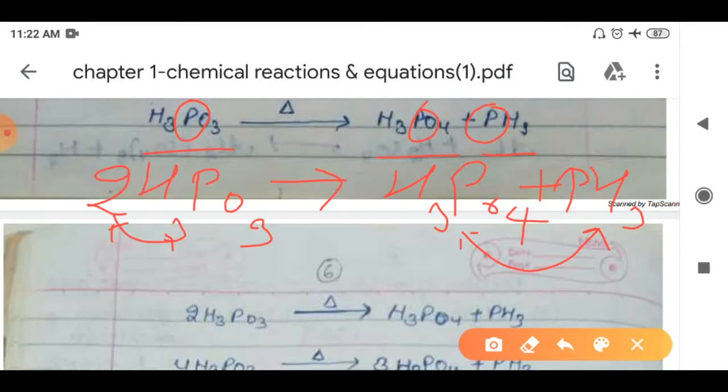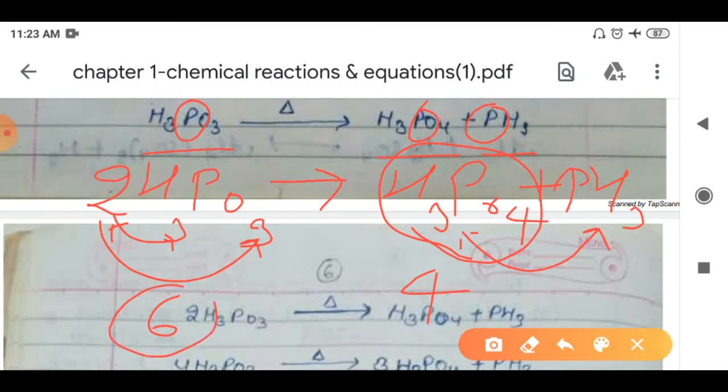Now see here how many oxygen atoms are present. Here 2 multiplied by 3, that is 6 oxygen atoms are present, right? And here only the 4 oxygen atoms are present. So in the reactant side 6 oxygen atoms are present, and in the product side 4 oxygen atoms are present, right? We have to either convert the 6 into 4 or the 4 into 6.